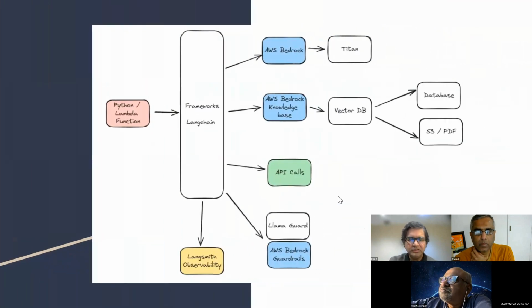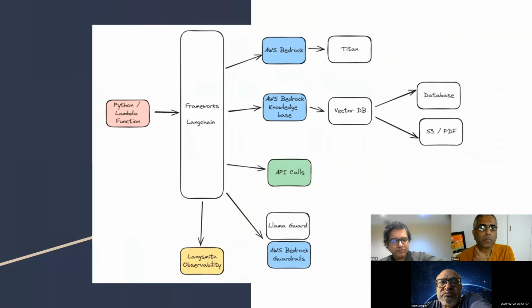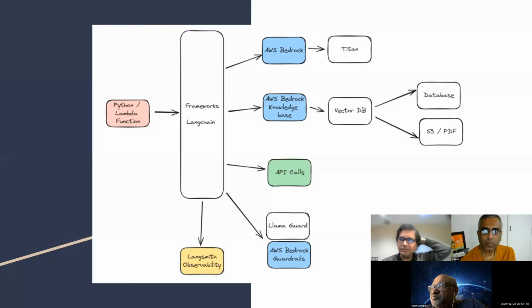So overall, this is the complete picture at this point in time. Now we have a Lambda function which has Python code deployed. It's using a bunch of frameworks like LangChain or Llama Index. It uses some backend AWS services like AWS Bedrock, which uses a model. I'm showing Titan, but it does not necessarily have to be Titan. It can be anything else. Maybe we'll use an AWS Bedrock knowledge base, some vector databases. Maybe we'll make some outbound API calls.